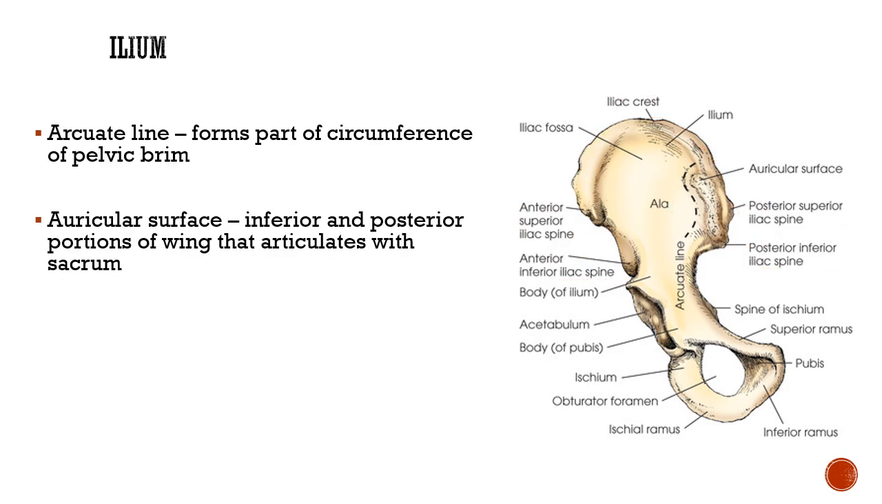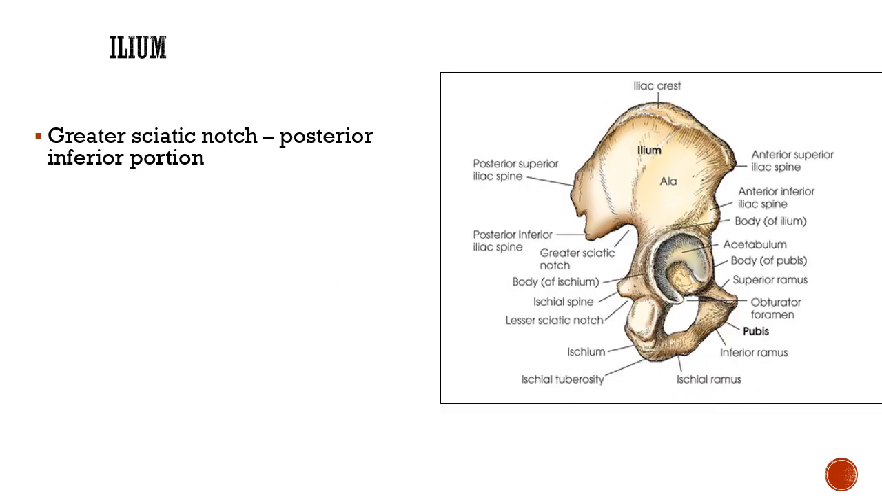The auricular line forms the circumference of the pelvic brim, and that's the line that's the squiggly line right here. The auricular surface is that surface that's going to articulate with the sacrum. The greater sciatic notch is also part of the ilium, and so it is the part that's inferior to the posterior inferior iliac spine.